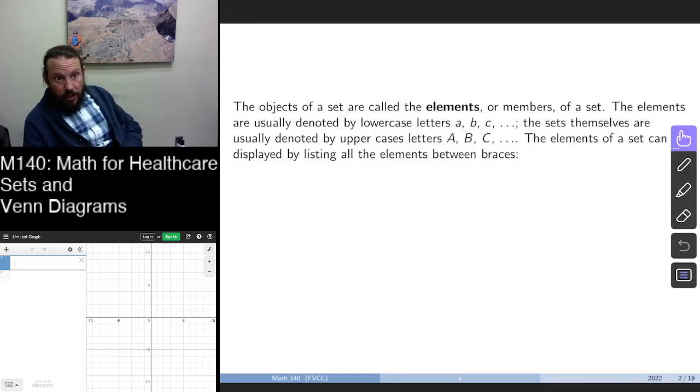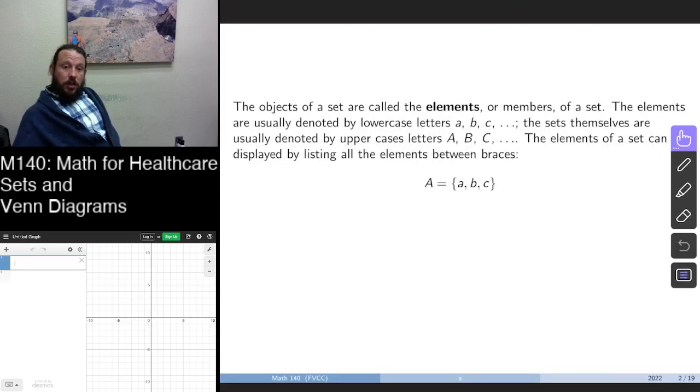Now, the objects of sets are called elements, or members of the set. The elements are usually denoted by lowercase letters a, b, c. The sets themselves are usually denoted by uppercase letters, capital A, capital B, capital C, and so on. The elements of a set can be displayed by listing all the elements between braces or curly brackets, however you want to say that.